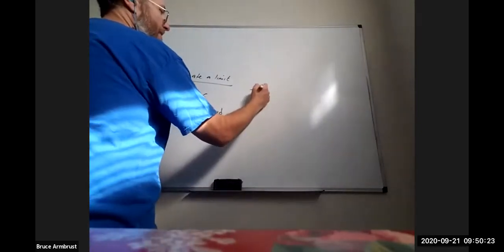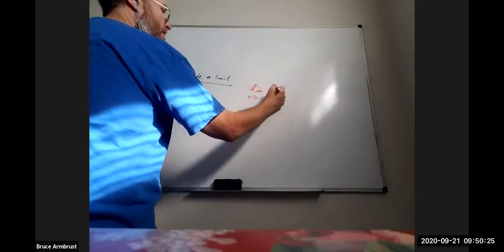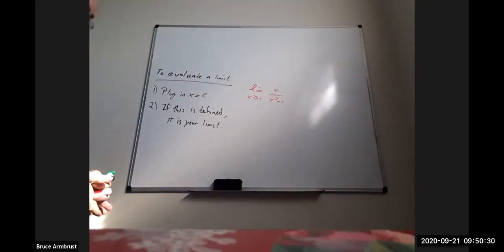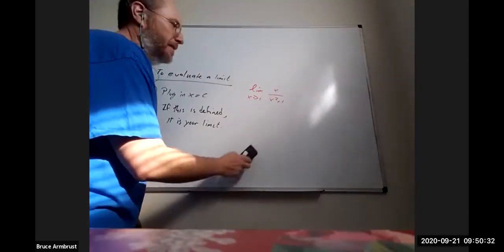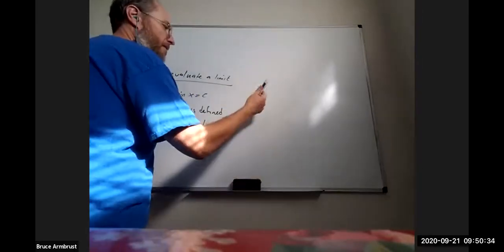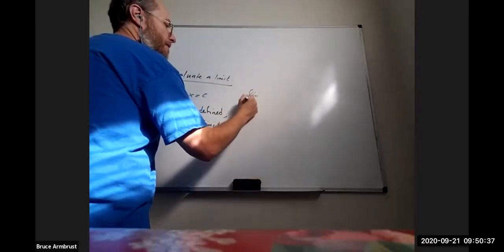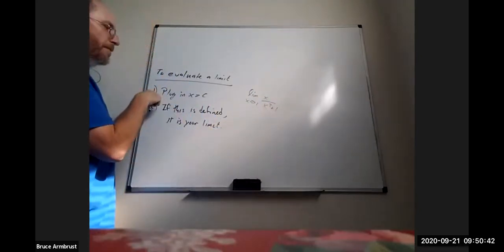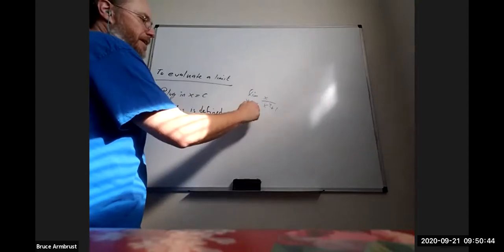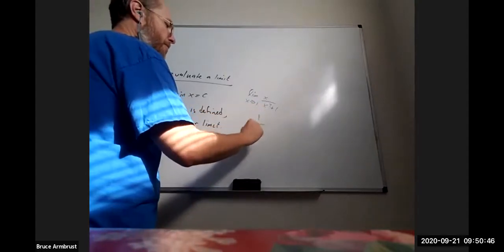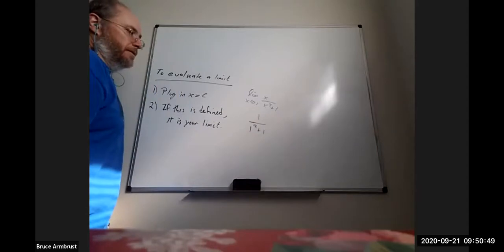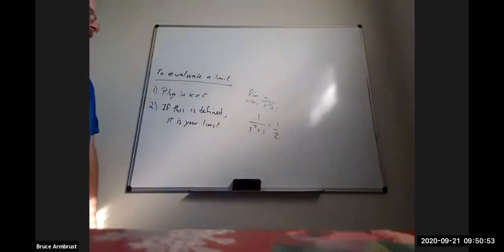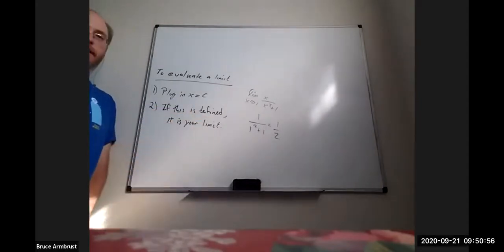So let's go back to this guy. We had the limit as x approaches 1 of x over x squared plus 1. Okay, so step number one, plug in x equals c. Well, that's 1. So we're going to do 1 over 1 squared plus 1. Hey, that equals 1/2. It's defined. That's our limit.